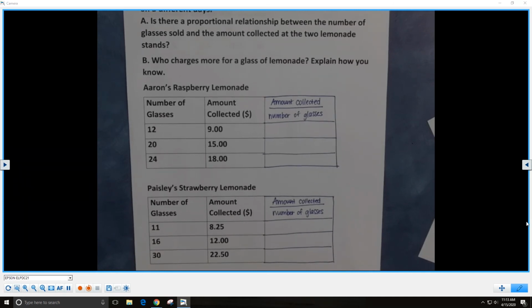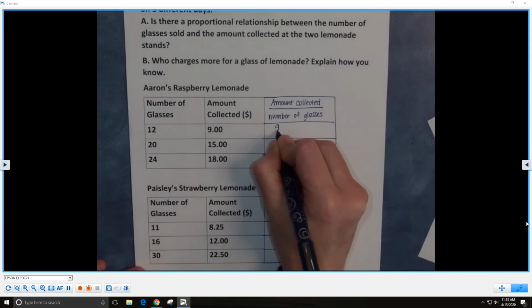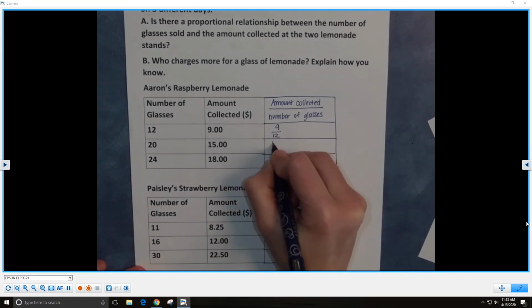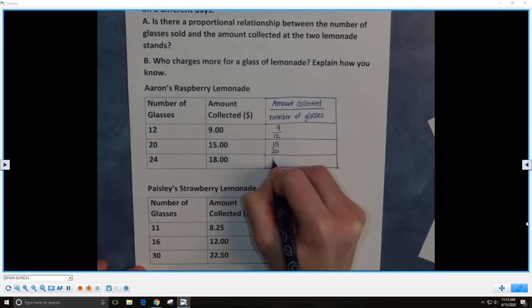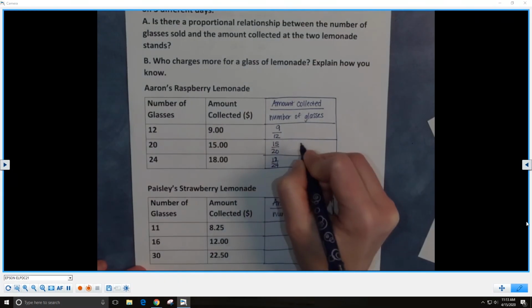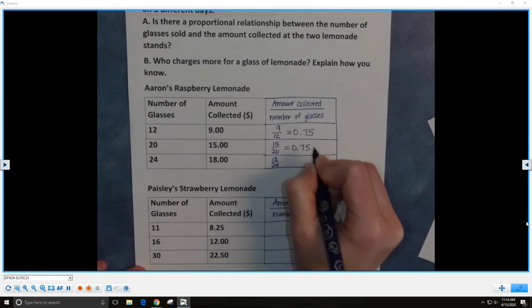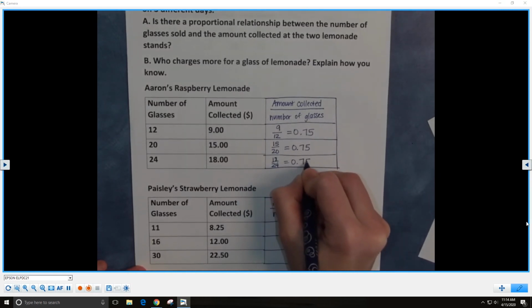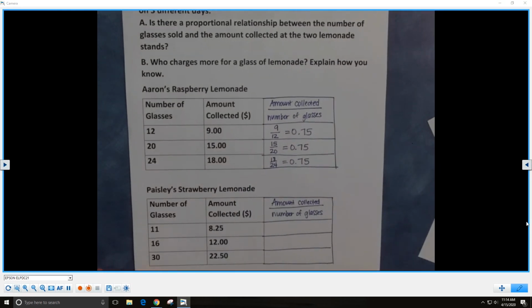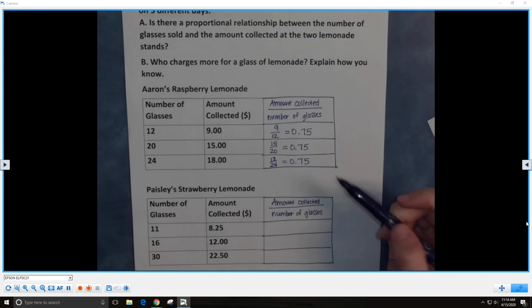Well, let's see how you did. First, let's look at Aaron's table. If we set up a ratio of the amount collected to the number of glasses, each of those is equal to 75 cents. So there is a proportional relationship between the amount collected and the number of glasses sold for Aaron's data, since all of these are equivalent.